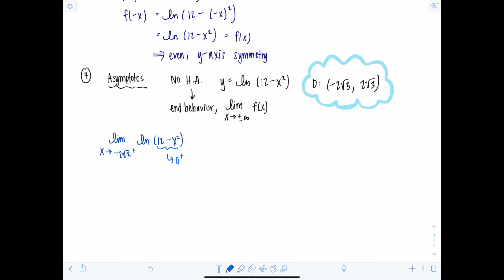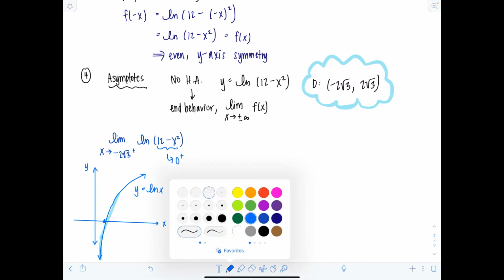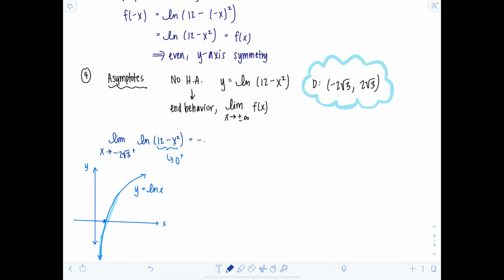And then this is where you need to think of what does the graph of natural log look like. Okay, just regular old natural log. So it goes through 1, 0. Hopefully that's burned in your brain. This is just y equals ln of x. And as x approaches 0 from the right, natural log is approaching negative infinity. So this limit is negative infinity.